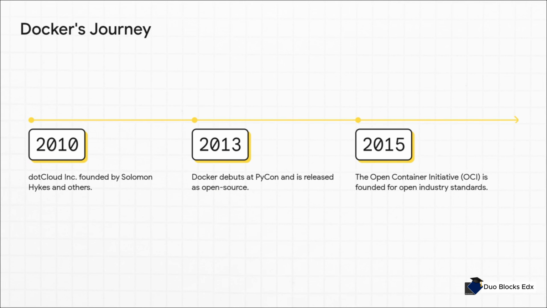So where did this amazing idea even come from? Well, it actually started as an internal project at a company called .cloud, led by a guy named Solomon Hykes. In 2013, they decided to release it as open source. And boom, the developer community went absolutely nuts for it. It took off so fast that by 2015, the whole industry had to get together and create the Open Container Initiative just to create some standards around it.